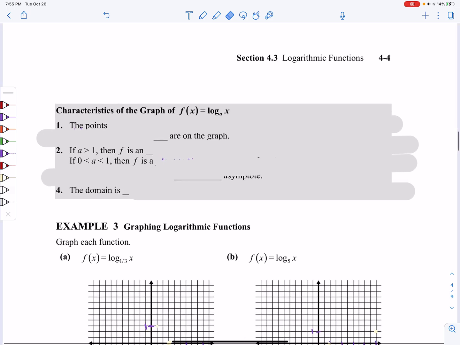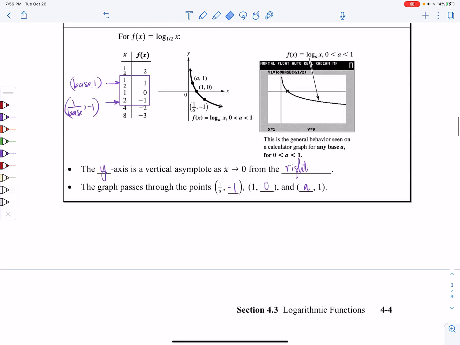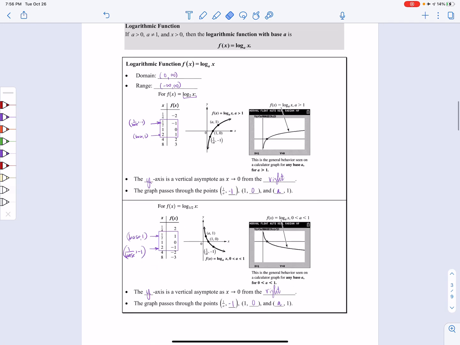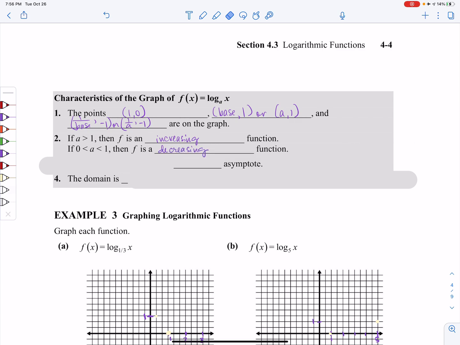All right, so let's look at some characteristics. This is a repeat of what we just covered, but it puts it all in one nice, concise location. The first thing that we want to talk about are the important points on our graph. We have the point (1, 0), the point (base, 1), or (a, 1), since a is our base. And then the other point is the reciprocal of the base, negative 1. Notice that when a is greater than 1, my function is increasing. When a is between 0 and 1, my function is decreasing. My vertical asymptote is going to occur on the y-axis. The domain is from 0 to infinity. The range is from negative infinity to positive infinity.